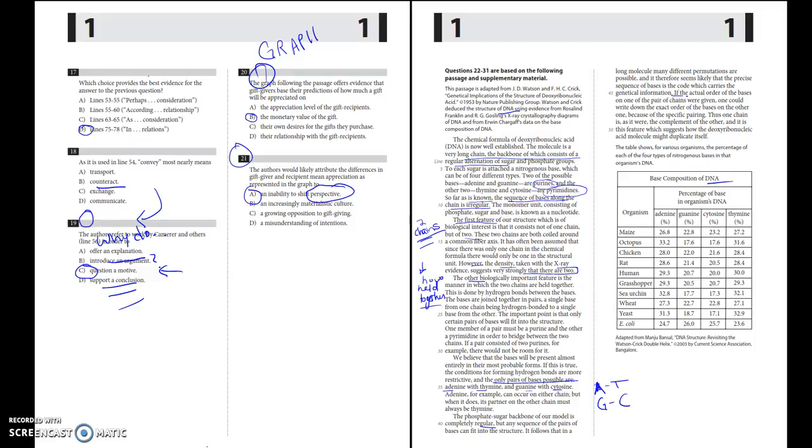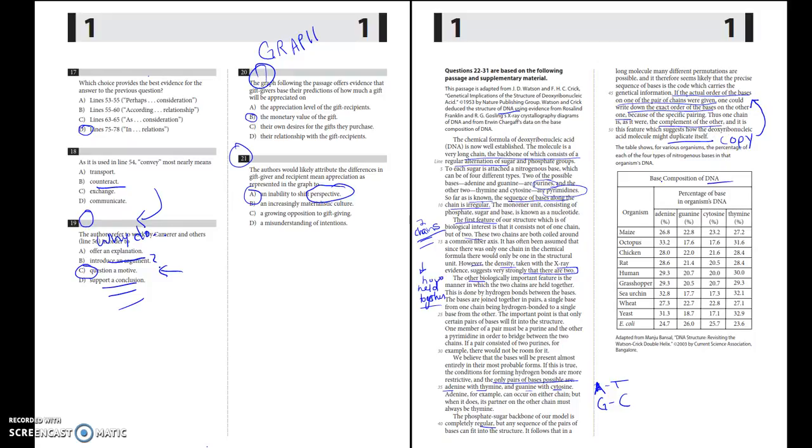Right. If the actual order of the bases on one of the pairs of chains were given, one could write down the exact order of the bases on the other one. So they'd be able to, okay, so one chain is the complement of the other. So that's how it might duplicate or copy itself. So you can make the copy only if you know the order of the bases. If you don't know the order of the bases, you're out of luck.